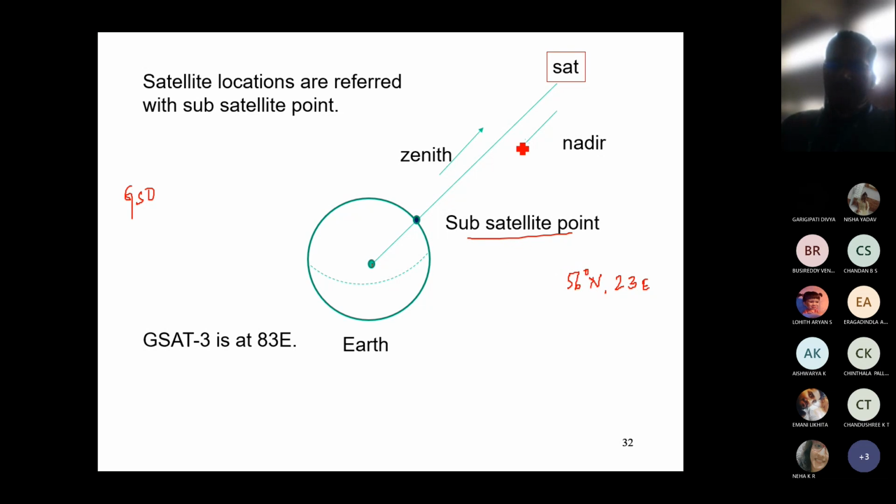Then what is the location of the satellite? You just make a line joining the center of the Earth to the sub-satellite point, because you know the location. Then you extend this line up to what? Because it is a geosynchronous satellite located at an orbital height of 36,000 kilometers, from the sub-satellite point you extend this line to a height of 36,000 kilometers. So that is the location of your GSO satellite.